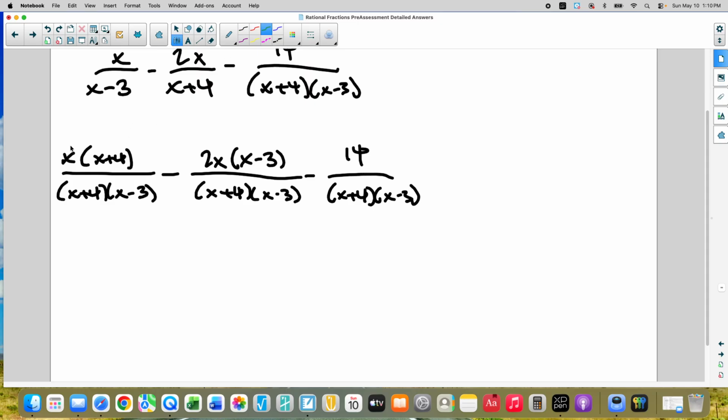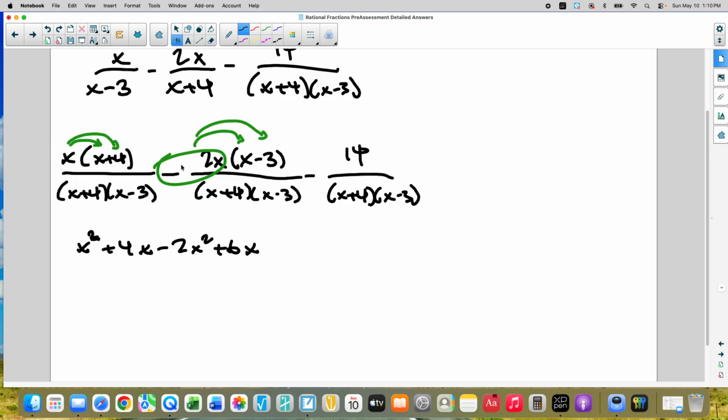We're going to distribute while we write it all over the same denominator. So that's x squared plus 4x. I'm going to multiply negative 2x times these, because I'm going to attach that negative so I don't have to do it multiple times. That's negative 2x squared. That's positive 6x. Right? Negative 2 times negative 3 is positive. And then you've got minus 14, all over x plus 4, x minus 3.